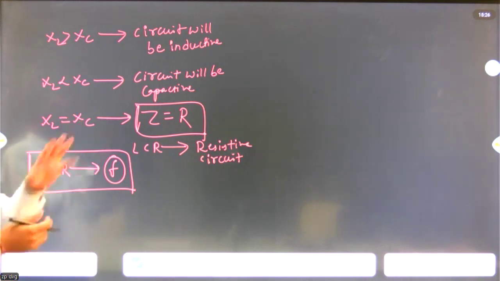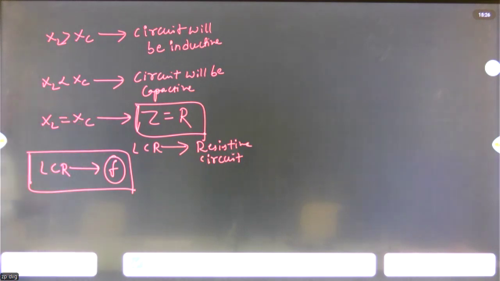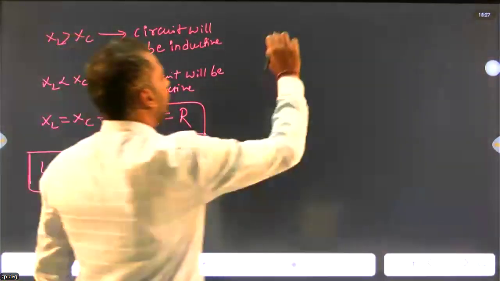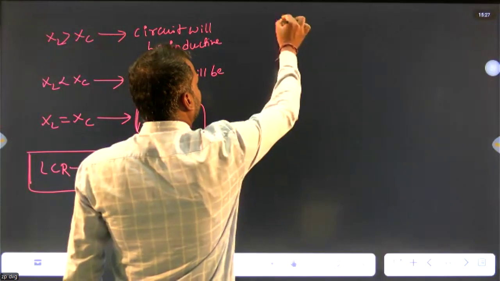Z is equal to square root of R square plus XL minus XC whole square, and the resultant voltage or peak voltage V is equal to root of VR square plus VL minus VC whole square, and the phase angle between current and voltage, tan phi, is equal to XL minus XC by R. Okay, so this is about the LCR circuit. Next, move on to electric resonance.